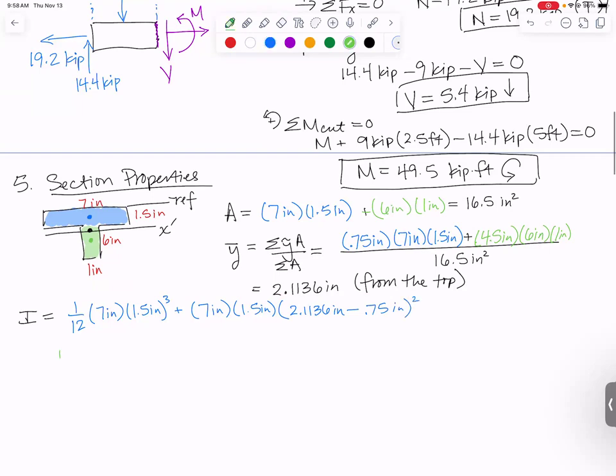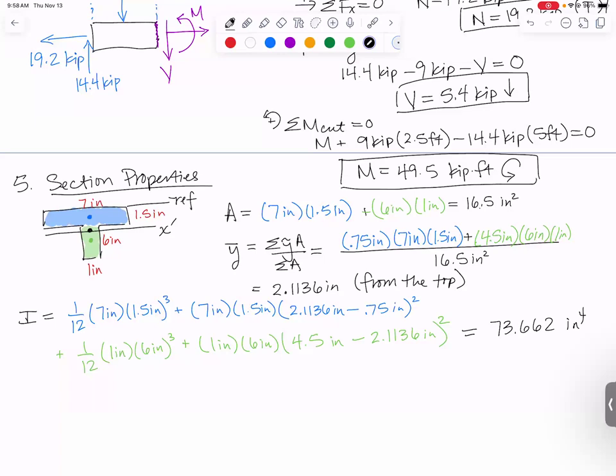Then we add for the green rectangle, so it's again 1/12, the base is 1 inch, the height is 6 inches, which gets cubed. That's the moment of inertia about its own centroid. Then we need to add to it area, 1 inch times 6 inches, and distance squared, which would be the distance between the centroid of the green rectangle, 4.5 inches down, and 2.1136, which is the centroid of the whole shape. That gets squared, and that all together comes out to be 73.662 inches to the fourth.